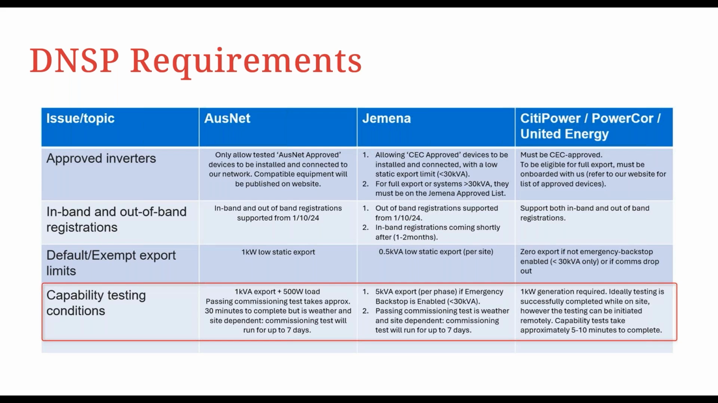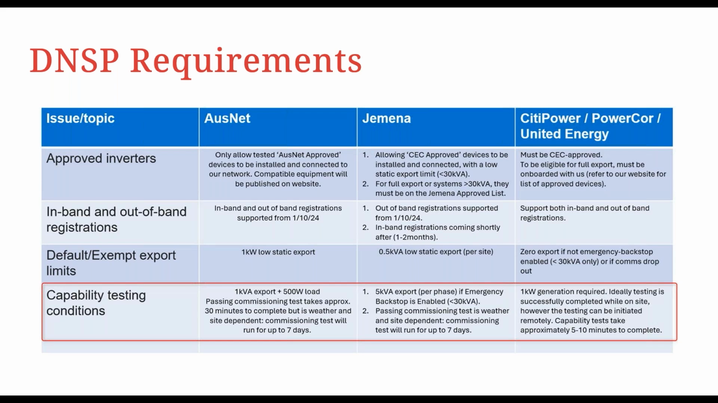Then the capability test, so that's once you've commissioned the inverter on the site, then you'll need to run through the capability test. This is done within the respective DNSPs' apps, or commissioning apps. You will need some amount of export in order to be able to pass these tests. So you can see that with Ausnet, if it doesn't pass the test, then it'll be running in the background for 7 days, or we'll try and run and complete within 7 days.